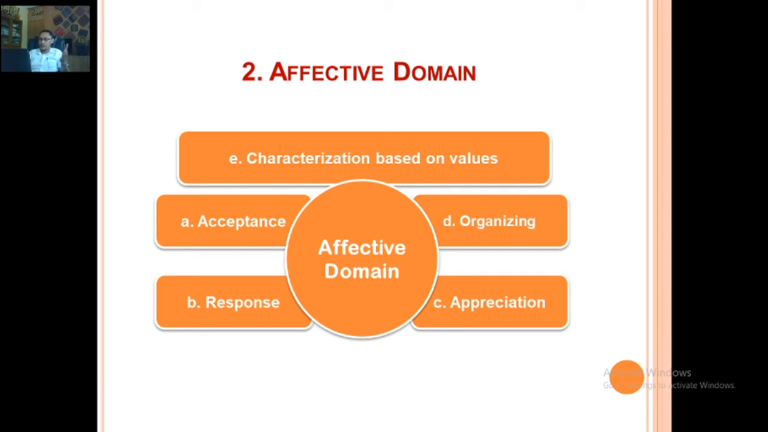At this stage, students already have a value system that regulates all of the student behavior over a long period of time, so that the students have their own characteristics which of course differ from one student to another.